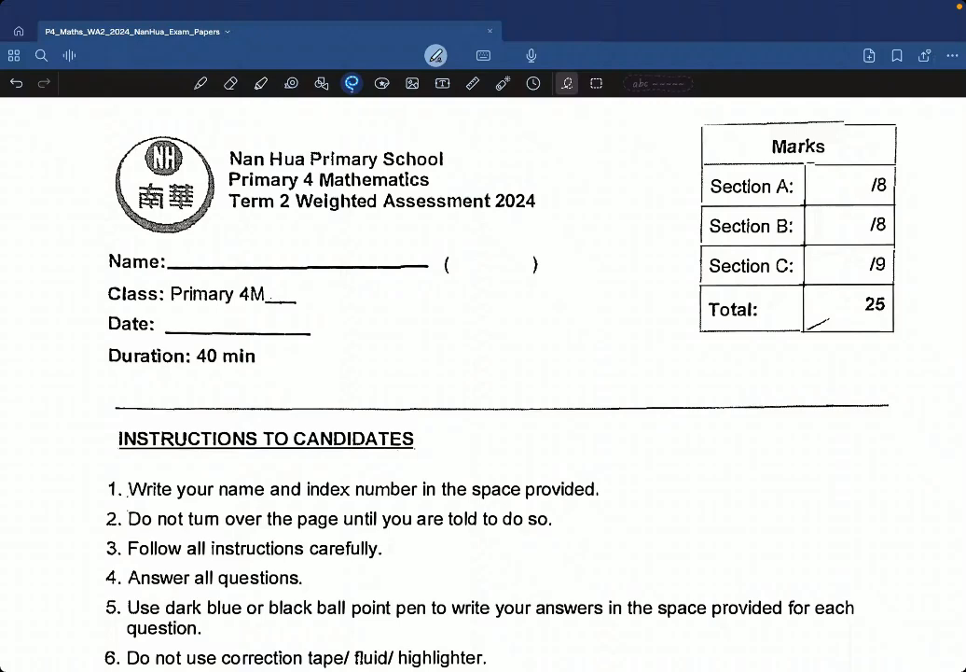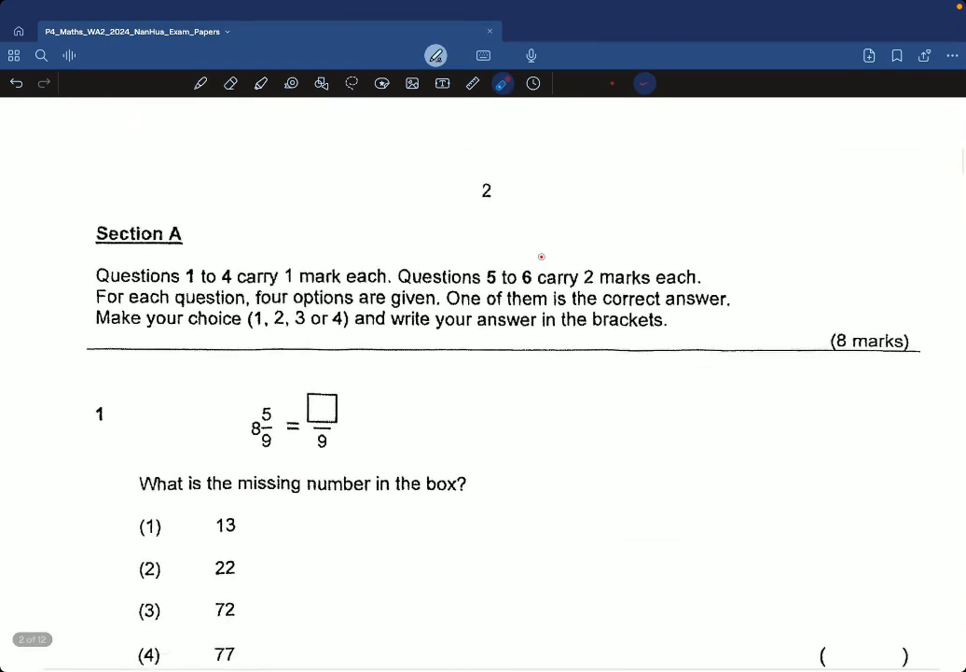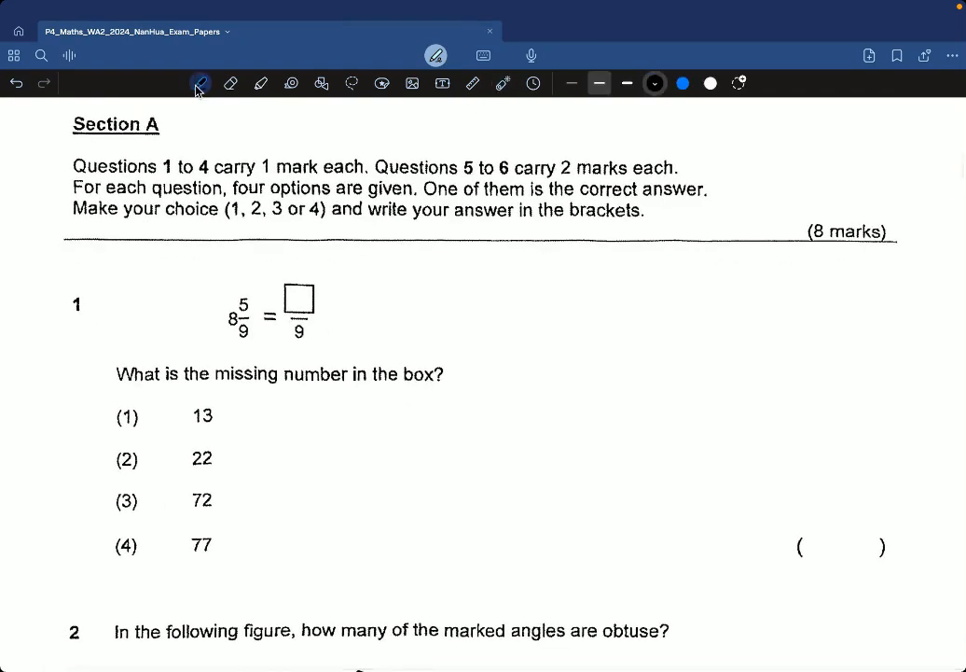In this video, we're going to go through the Nanhua Primary School, Primary 4 Mathematics Term 2 Weighted Assessment 2024. So let's get started. Let's go through question 1.